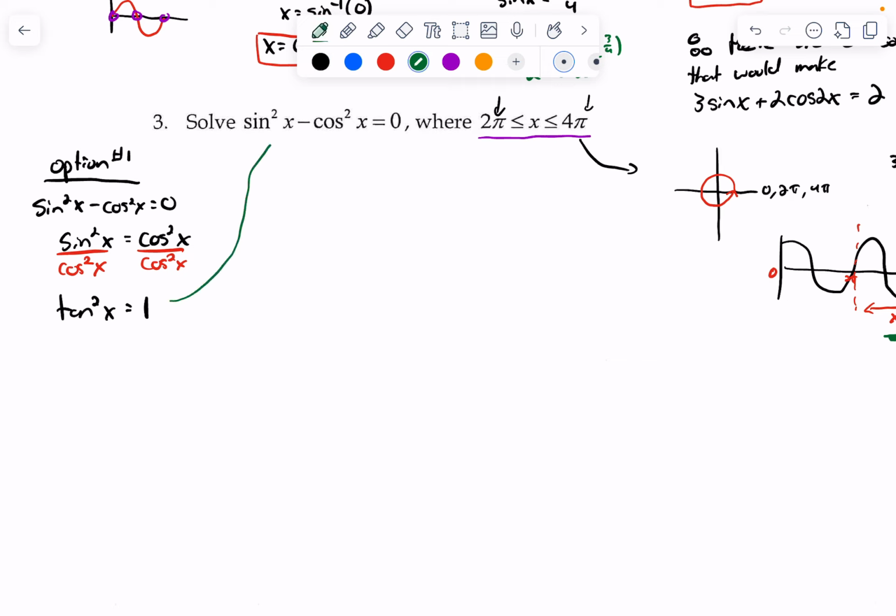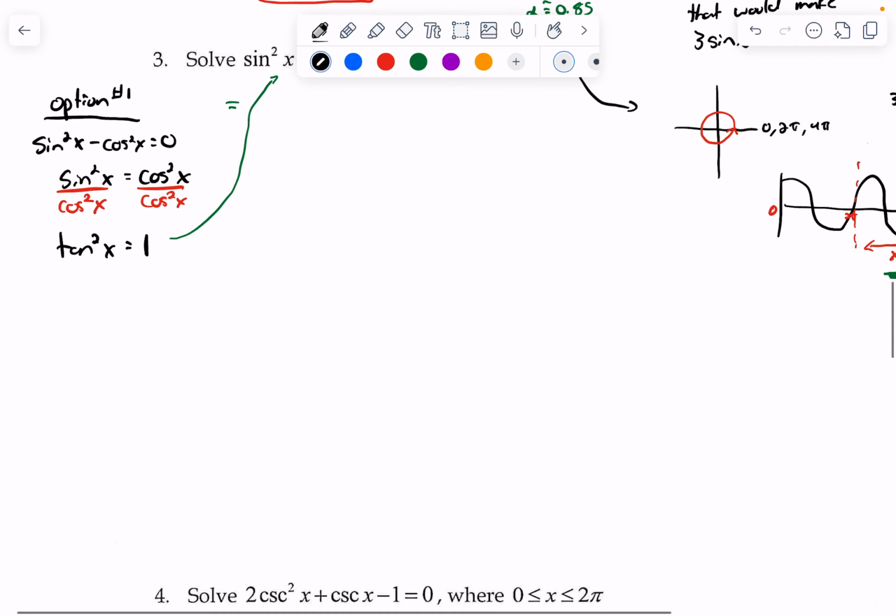Like this and this are equal to each other. They're equal to each other. It's the same problem. All right, well, evaluate. So that means take the square root of both sides. You're going to find when tan x is positive or negative 1. All right. Well, think, what does that mean?